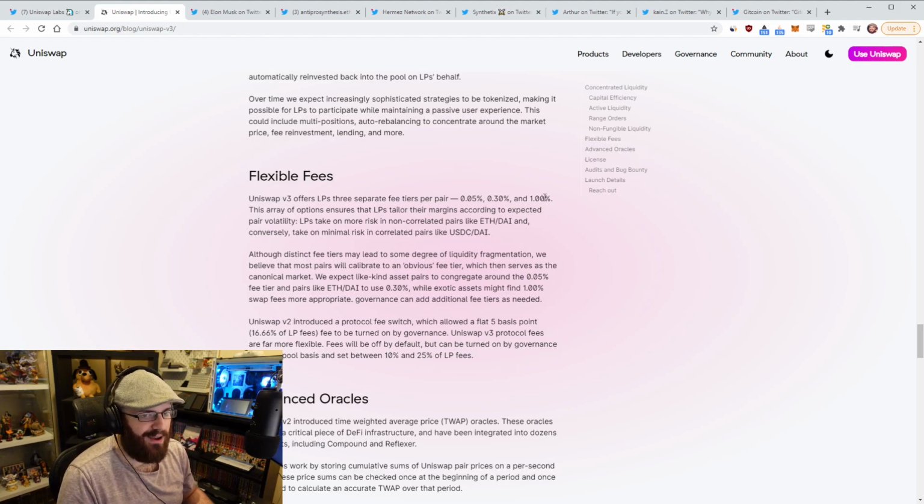So there's that, the flexible fees, and they briefly mentioned the Uni token, or at least, I guess, Uniswap governance being able to turn on fee capture for the Uni token.